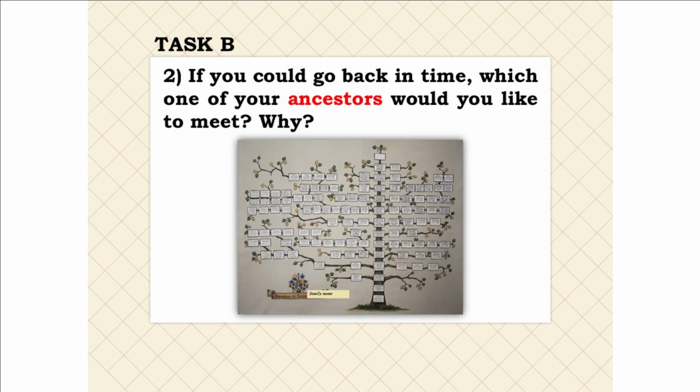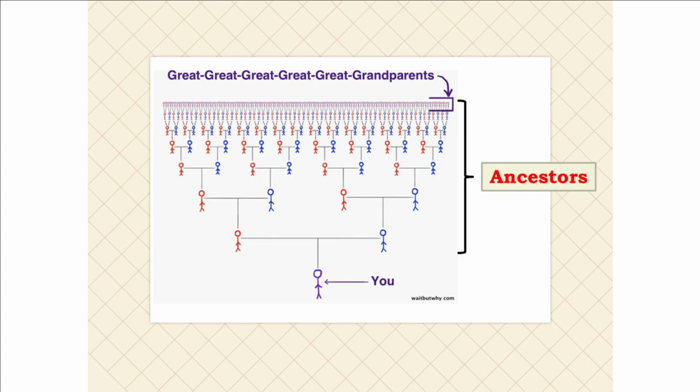Number 2, if you could go back in time, which one of your ancestors would you like to meet and why? In this question, you can see the word ancestors. Ancestors are the elder generations in your family line. Think of your family tree. The bottom part is you. Moving upwards, there are your parents, grandparents, great-grandparents, great-great-grandparents, great-great-great-grandparents, and so on. These people are who we call as ancestors. So who do you want to meet if you can travel back to the past?